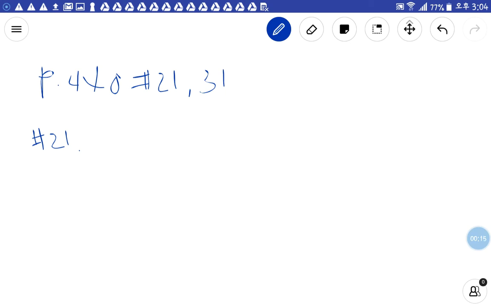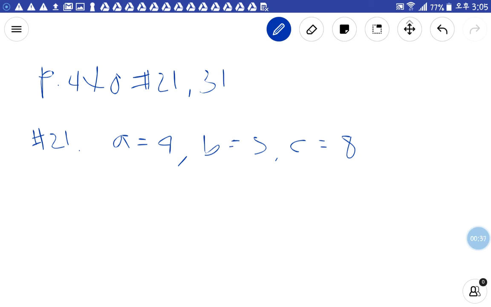Decide whether a triangle can be formed with the given side length. If so, use Heron's formula to find the area of the triangle. So my given side A is 4, B is 5, C is 8.